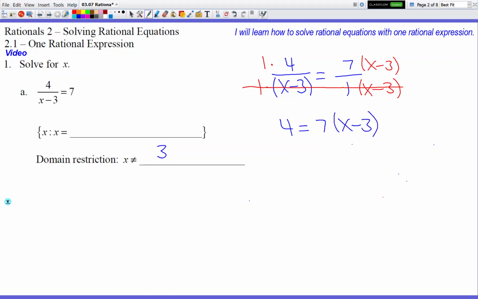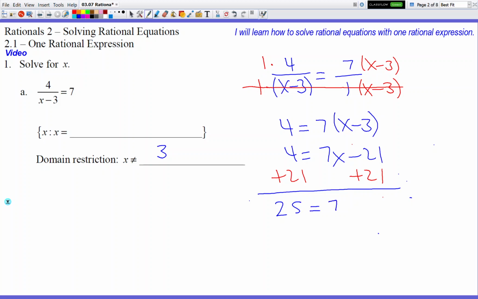Okay, so we're just going to continue with this process. We're going to distribute the 7, so we're going to get 4 equals 7x minus 21. And then we're going to solve for x. So we're going to add 21 on both sides, and we're going to get 25 equals 7x. Then divide by 7, and we're going to get x equals 25 over 7.